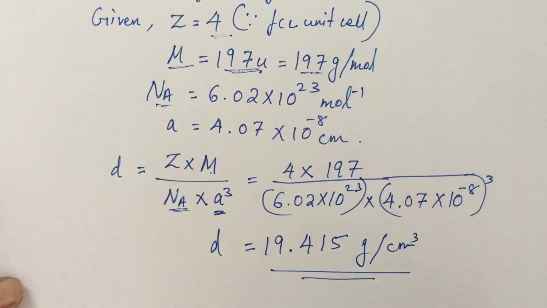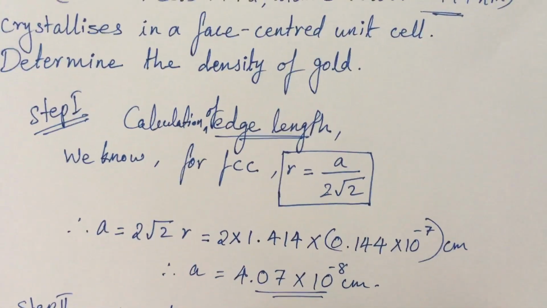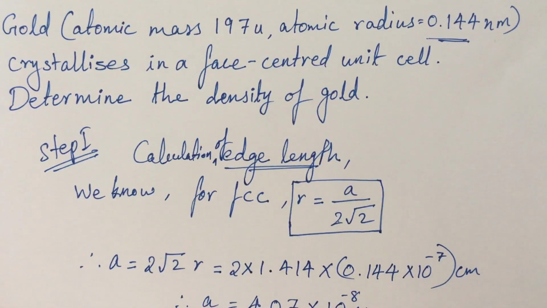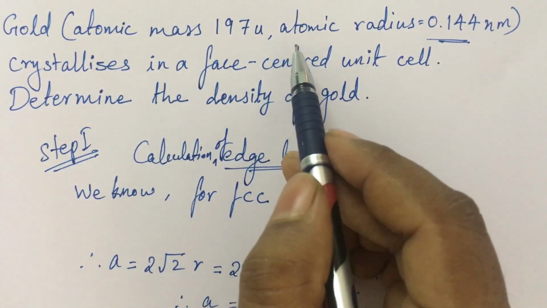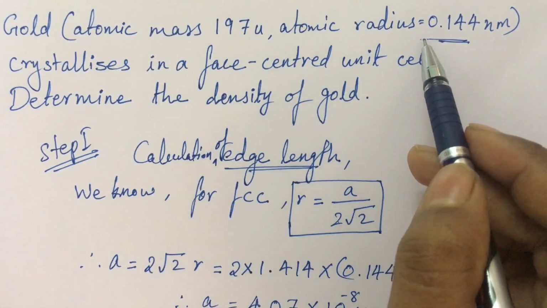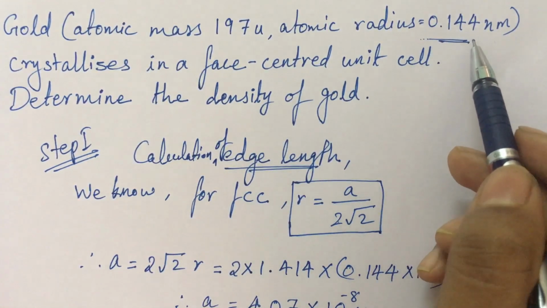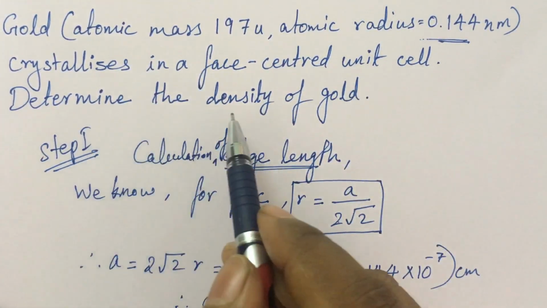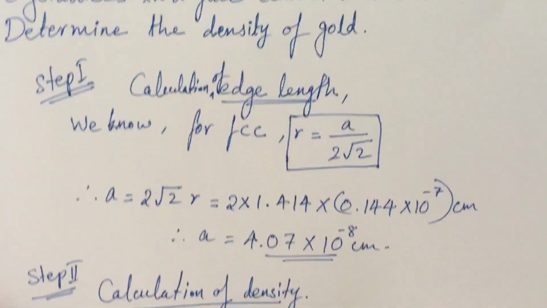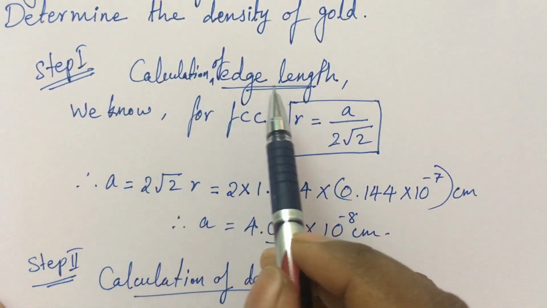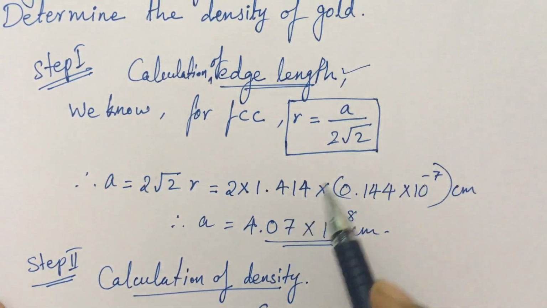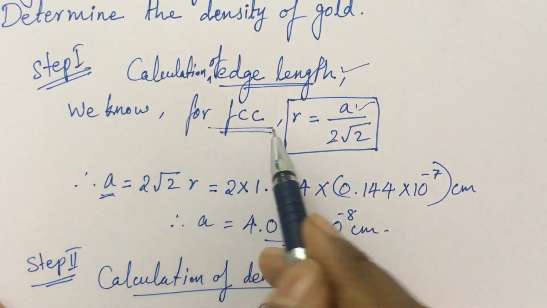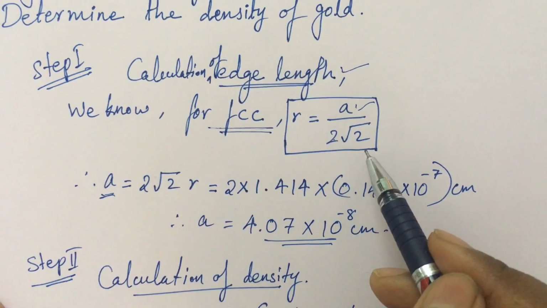Is it clear, children? Let me repeat once again. We have the question. What is the question? Gold having atomic mass 197 U and atomic radius, that means R, 0.144 nanometer, crystallizes in a face-centered unit cell. Determine the density of gold. Clear? In the first step, what we have done is we have calculated the edge length. What is edge length? Edge length means A. For getting A, we have a formula for FCC. R is equal to A divided by 2 root 2.